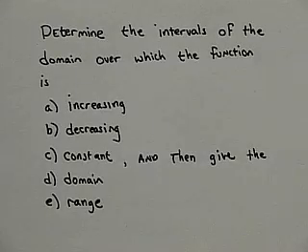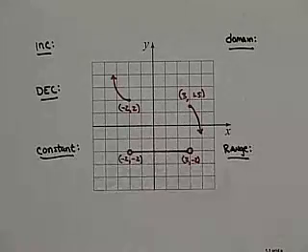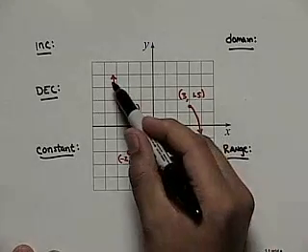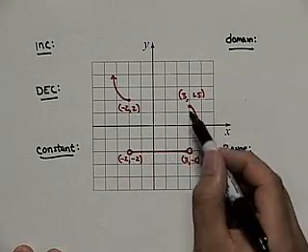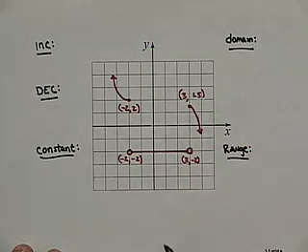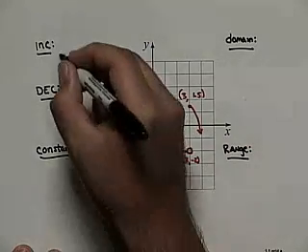Here we're asked to determine the intervals of the domain over which the following function is first increasing, then decreasing, then constant, and then after that we're to give the domain and range of the function. So here's a picture of the function that we've been given. We're first asked to find out where this function is increasing. Now you can see from looking at this that the function is falling in this region, constant here, and falling again there. So there are no intervals over which this function is increasing.